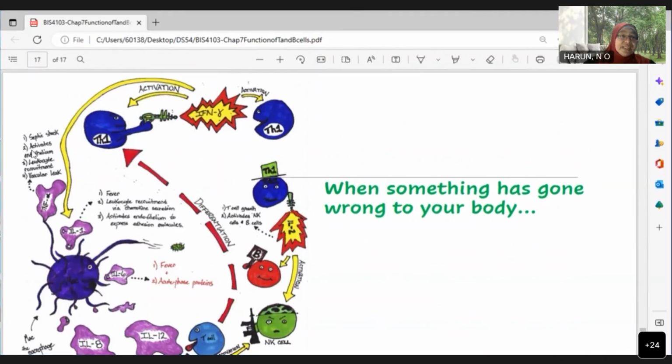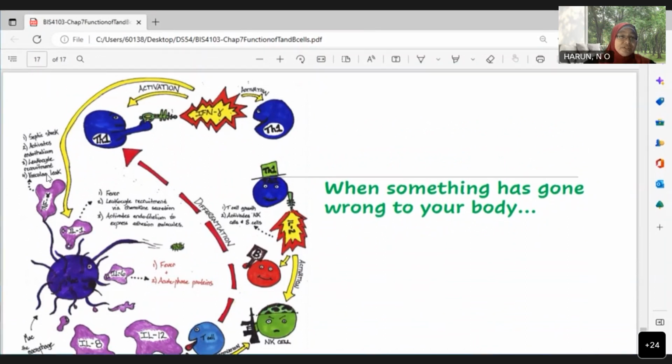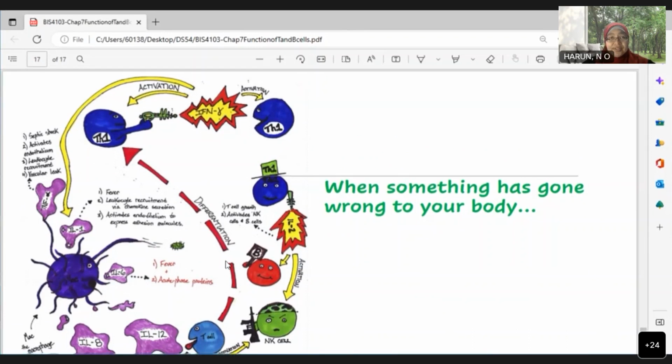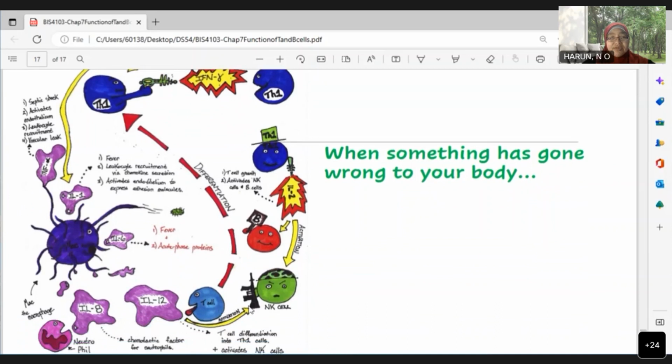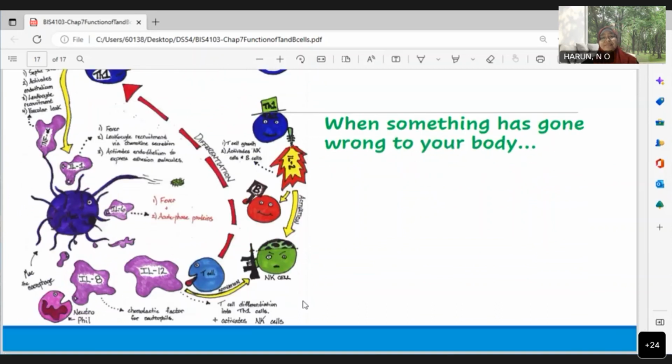So look, we started with septic shock, we have activated endothelium, leukocyte recruitment and also vascular leak. Okay, this is what is happening, the starting of this particular figure. Okay, septic shock, why? And what is going on in our body? How will they recognize and how are they going to collaborate, or cooperate amongst them. Okay? So the activation and also differentiation.